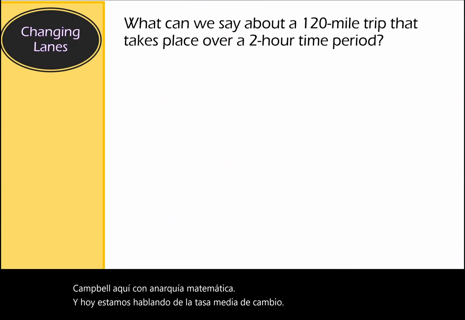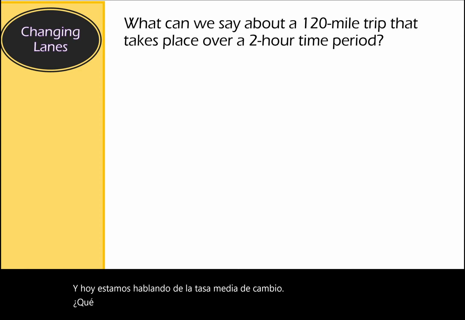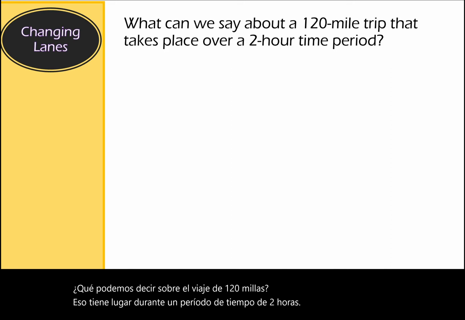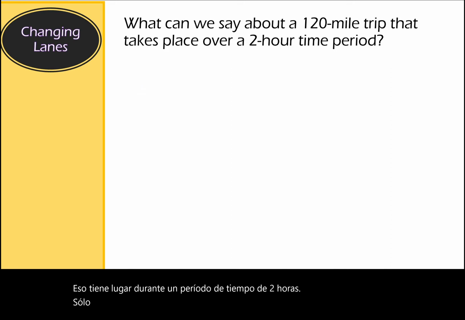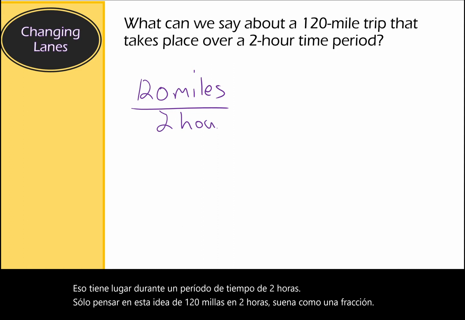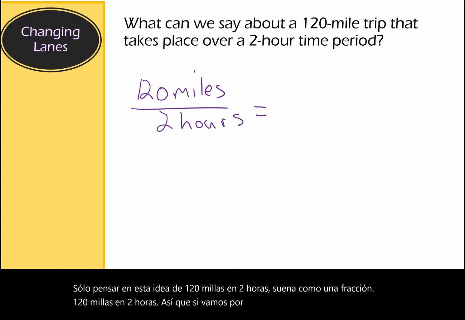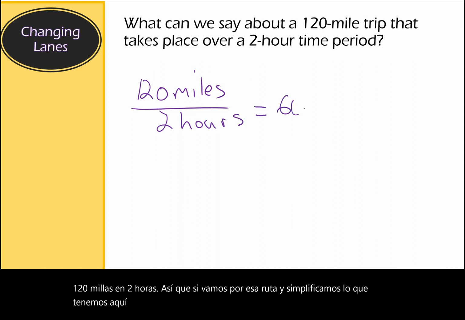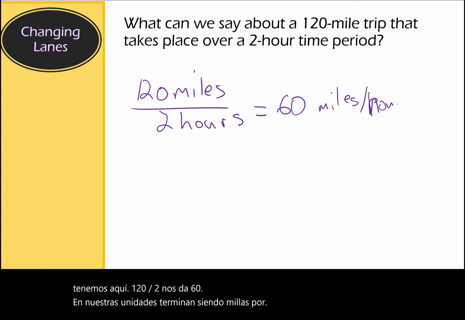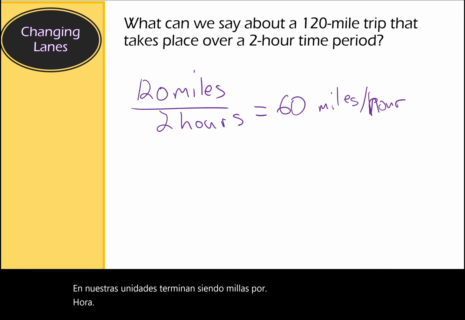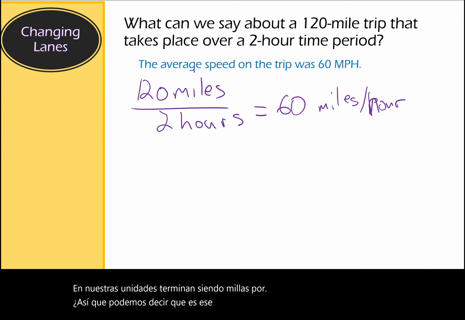To start off, what can we say about a 120-mile trip that takes place over a 2-hour time period? Just thinking about this idea of 120 miles over 2 hours, it sounds like a fraction. 120 miles over 2 hours. So if we simplify what we have here, 120 divided by 2 gives us 60, and our units end up being miles per hour. So what we can say is that the average speed on our trip was 60 miles an hour.